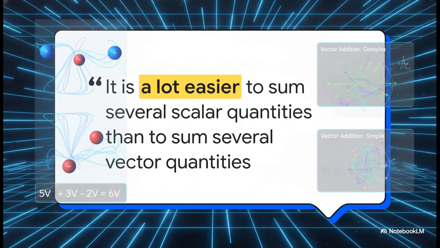Think about it. If you're trying to find the net electric field from, say, 100 different particles, you are forced to do a brutal vector addition for every single one, meticulously tracking all of their x, y, and z angles. But potential? It's literally just a number. 5 volts plus 3 volts minus 2 volts is 6 volts. It is incredibly straightforward, and it saves us from an absolute mathematical nightmare.